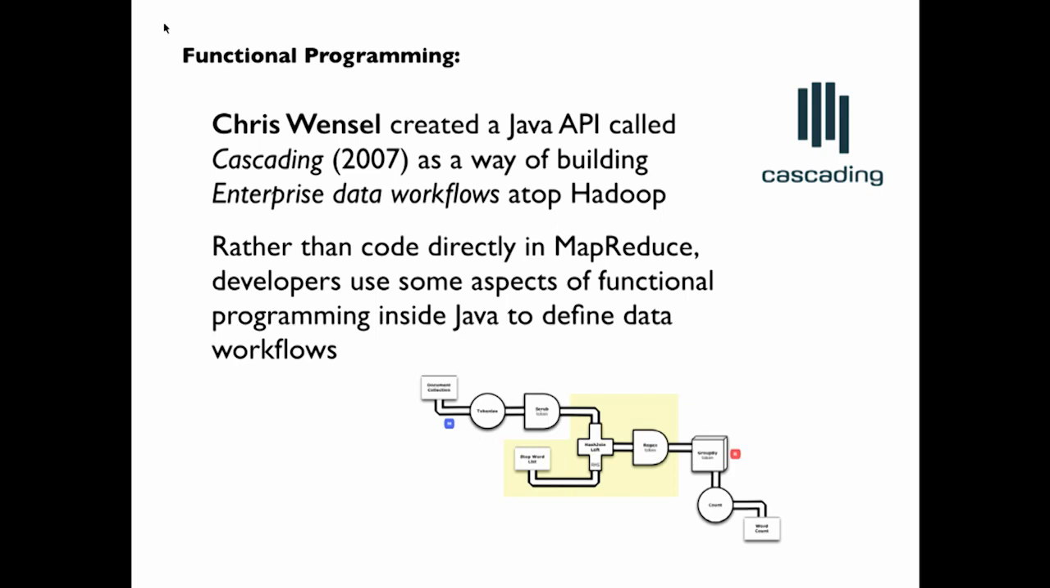Now, rolling the clock back to 2007. This was shortly after the open source framework Apache Hadoop was introduced. It was a little over a year later. There was a Java API called Cascading. The author is Chris Wensel, and I think he introduced it in November of 2007. But the idea was being able to build enterprise data workflows on top of Cascading.